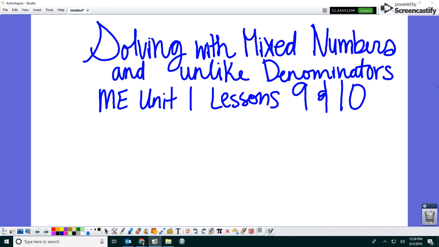Happy campers! We are getting so good at adding and subtracting fractions. Now we are solving with mixed numbers and unlike denominators, and this coincides with Math Expressions Unit 1, Lessons 9 and 10.